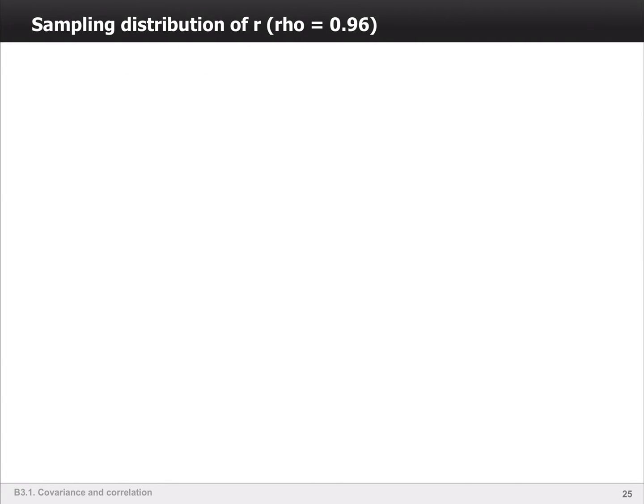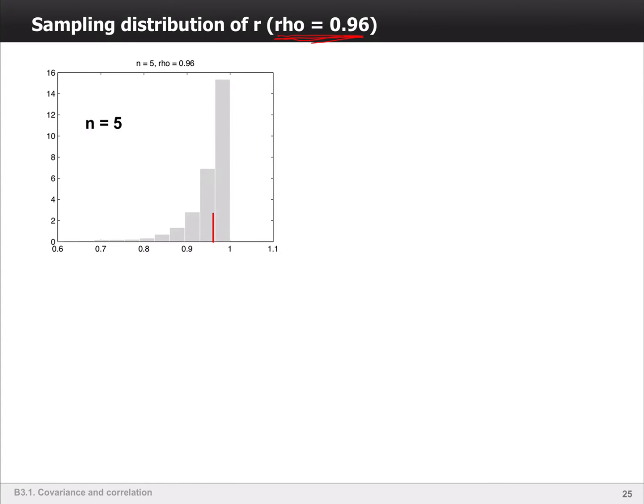Let's start with some simulations which I made in R, and I started with a population where rho, the true correlation coefficient, is 0.96, so it's pretty high. If we take a sample size of 5 and repeat it many times, so if we take a lot of samples of size 5 from this population, that will be the distribution of the correlation coefficient. The red line is the true correlation, and you see indeed that most of the time the correlation coefficients are around the true value. It can be either above or below the true value, and sometimes it can be quite low. For example, I got some values where the correlation was about 0.65.